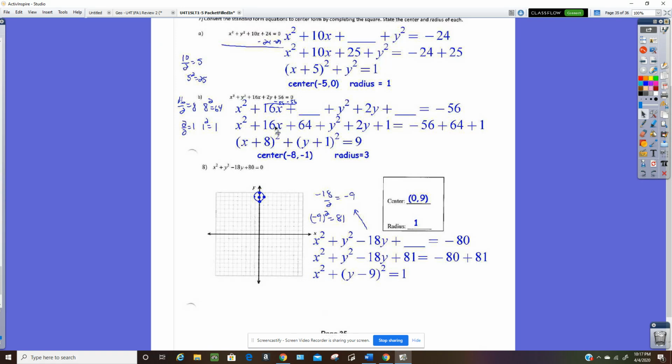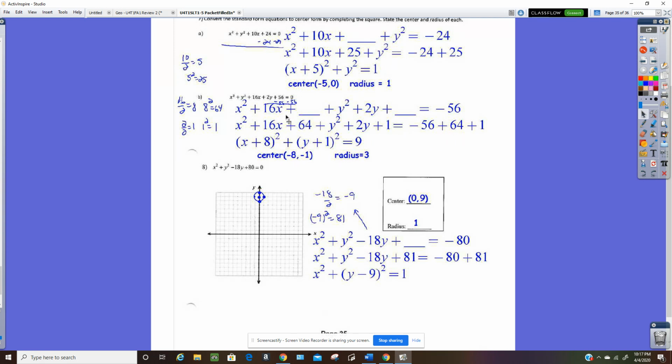Completing the square for the x's, so half of 16 is 8, squared is 64, so I added 64 on the left. I have to add 64 on the right. And then 2 divided by 2 is 1, and then 1 squared is 1. Since I added 1 on the right, I have to add it on the left.